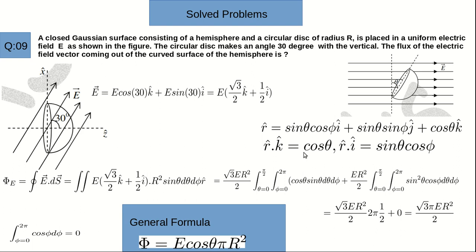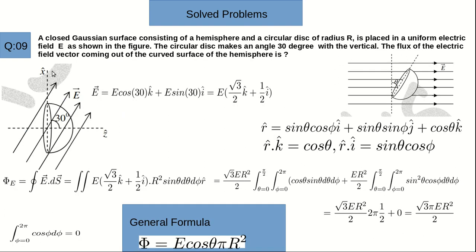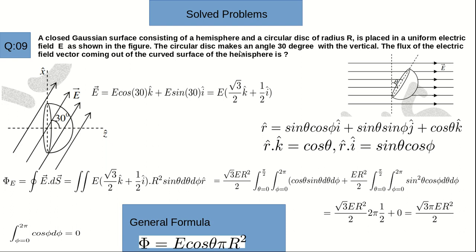So let's have a look at the next example. We have a closed Gaussian surface consisting of a hemisphere and a circular disc of radius r. So basically the same example. This is the hemisphere and this is the circular disc. We have a hemisphere and circular disc of radius r placed in a uniform electric field, same as the earlier example, as shown in this figure. The circular disc makes an angle of 30 degrees with the vertical, and the question asks for the flux of the electric field vector coming out of the curved surface of the hemisphere.